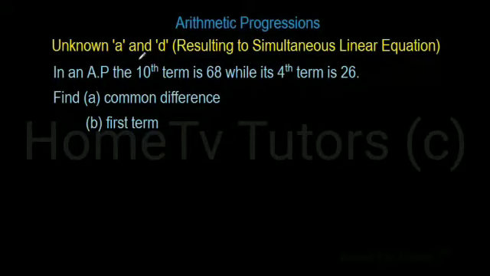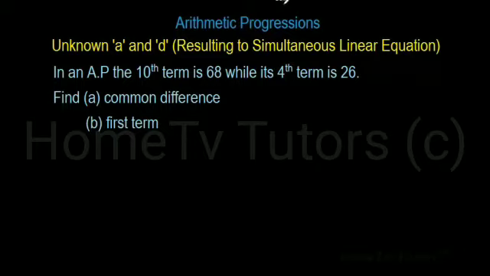Now let us talk about finding unknown A and D, that is the first term and the common difference, resulting in simultaneous linear equations. Of course, there are cases in AP where two terms of the progression are given, just as you can see in this question. The 10th term is given and the 4th term is also given, and we are asked to find the common difference and the first term. This usually leads to simultaneous linear equations that can be solved by either of the two known methods, substitution method or elimination method.